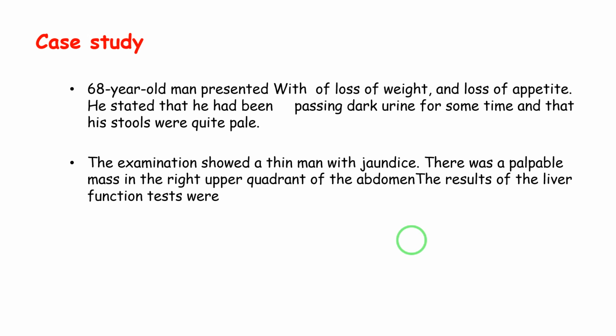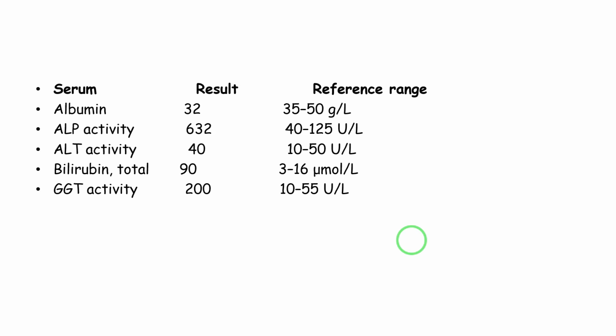By testing his blood for certain markers, the bilirubin was increased. The albumin, which is a marker of liver synthetic capacity, is decreased. The alkaline phosphatase activity is high, and it is a marker of obstruction or cholestasis. The ALT, alanine transaminase, is normal, and the GGT, gamma glutamyl transferase activity, also a marker of cholestasis, is increased. So we have an increase in the total bilirubin and the markers of cholestasis.